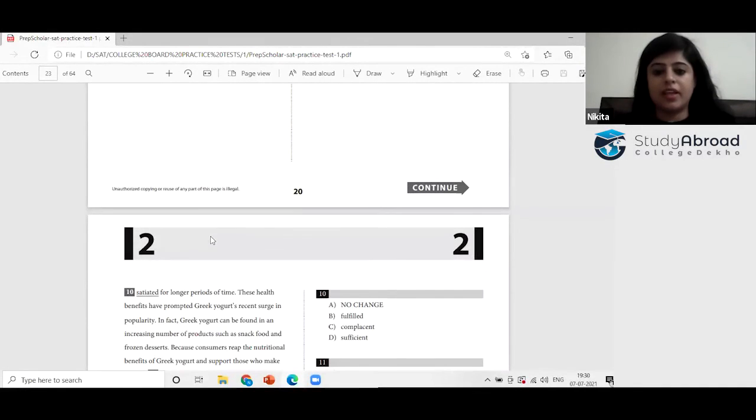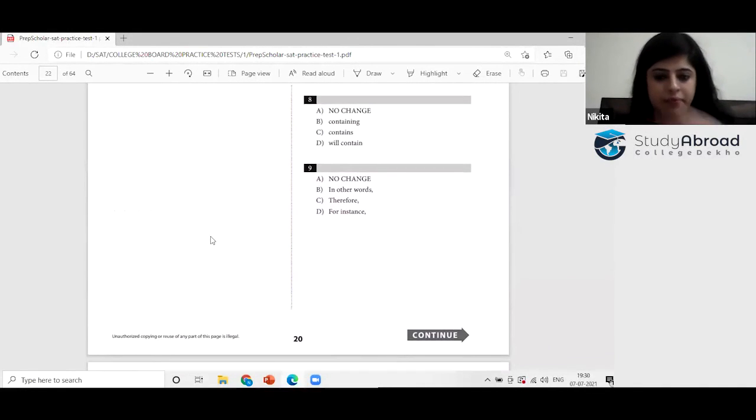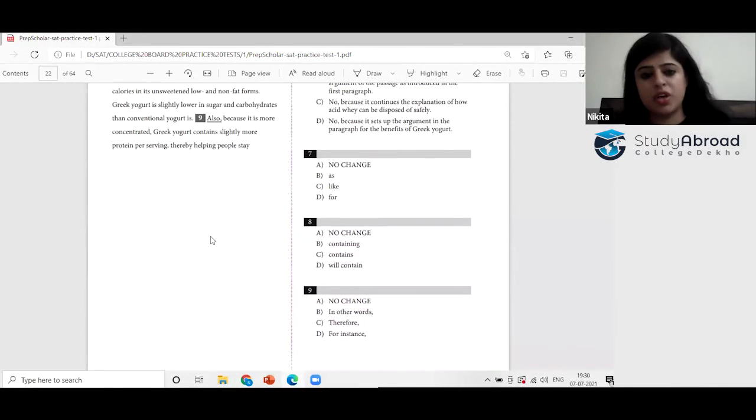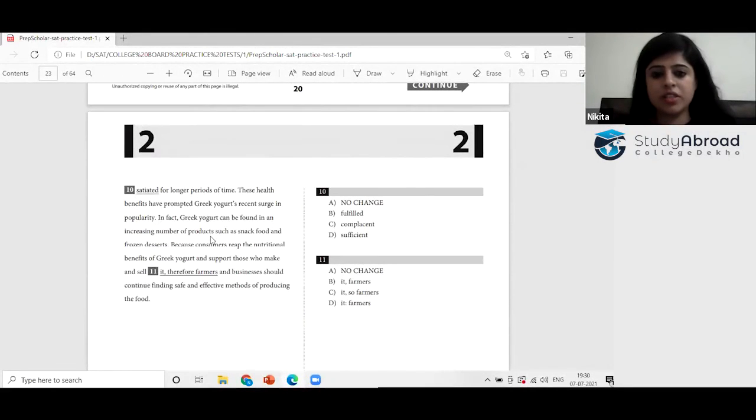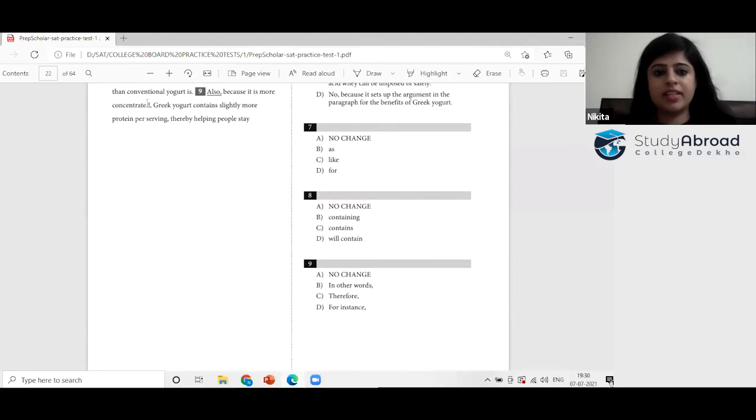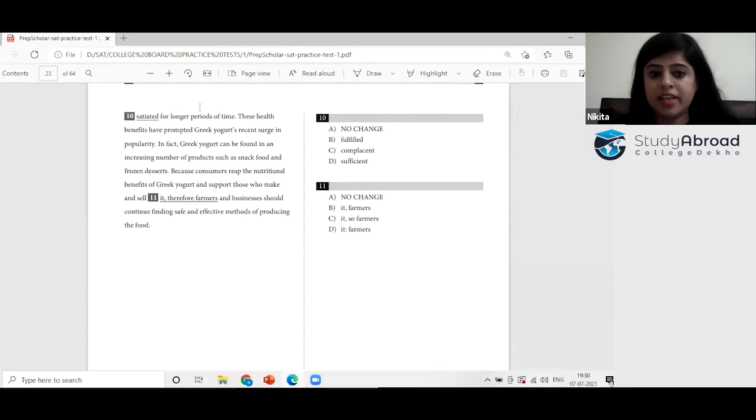Now see, we discussed earlier that we have to choose the best word. The 10th question is in relation to this. Let me read the previous sentence. It says, protein per serving, thereby people stay satiated for longer periods of time: fulfilled, complacent, or sufficient.